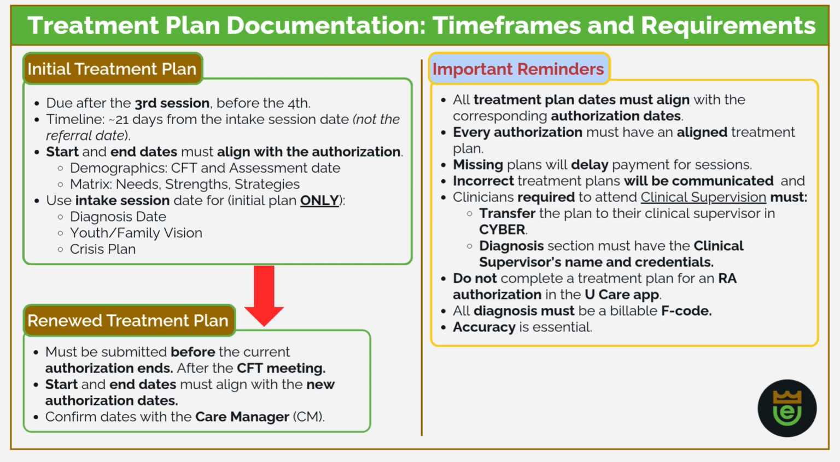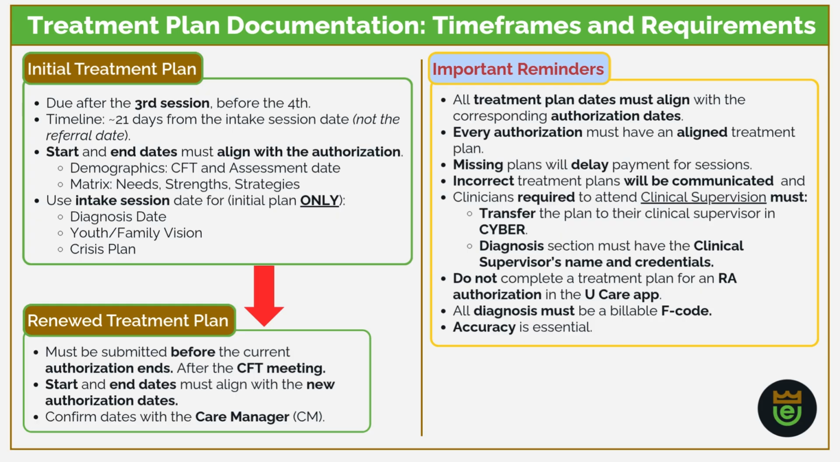Renewals. When a youth or family receives a new authorization, the updated treatment plan must be submitted before the current authorization expires. The start date of the new plan should coincide with the beginning of the new authorization, while the end date must align with the last day of that authorization. Dates are not arbitrary, they must be exact.